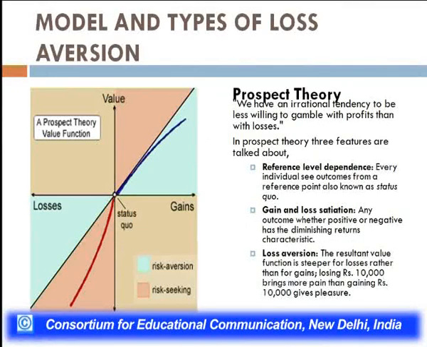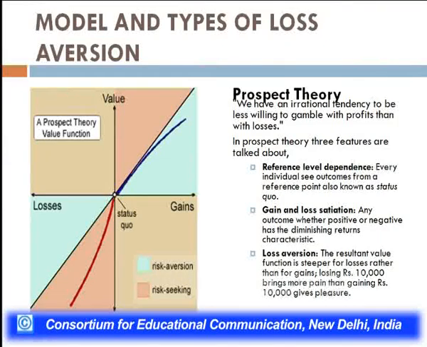Coming on to the model and types of loss aversion. The S-shaped curve of the prospect theory, which explains the utility or the value generated by an individual, is defined with this model, which explains that people are risk averse in the quadrant of gain and are risk seekers in the quadrant of losses. If the losses are large, people become more risk takers as compared to risk averse. We have an irrational tendency to be less willing to gamble with profits than with losses.